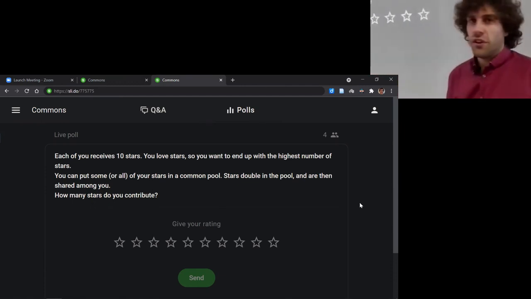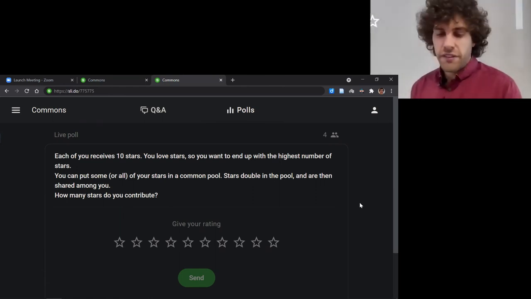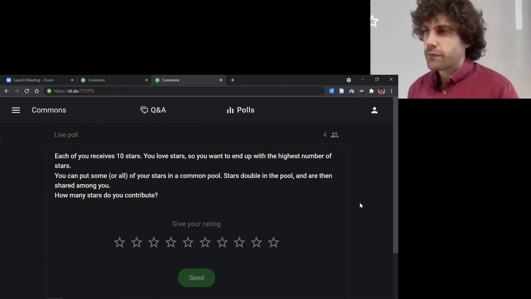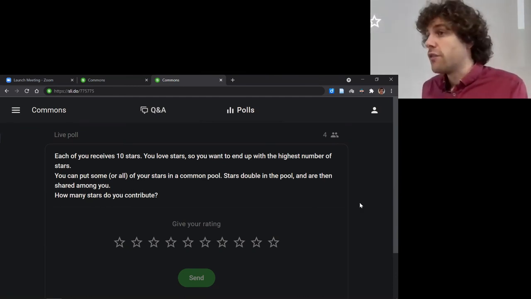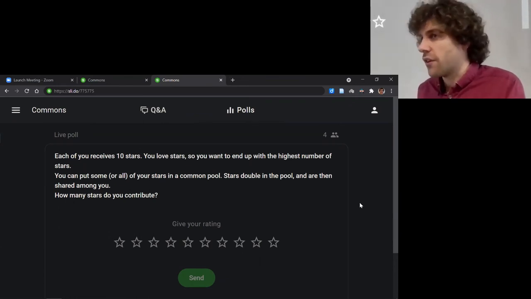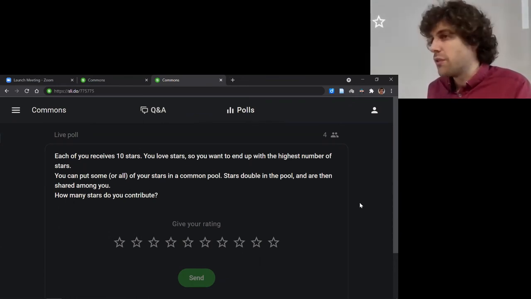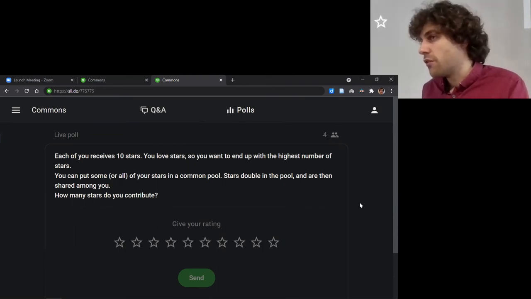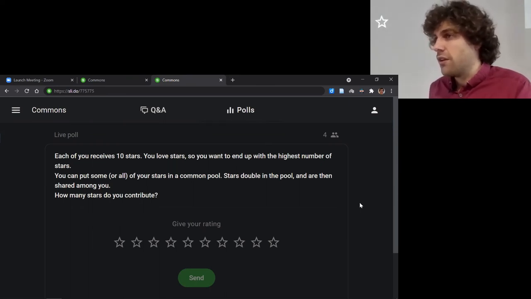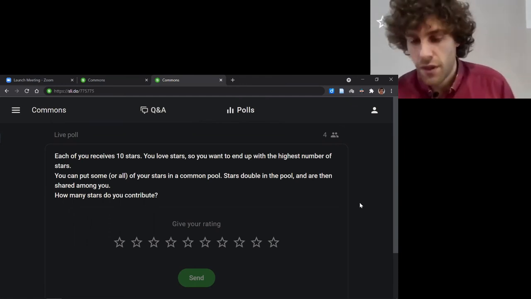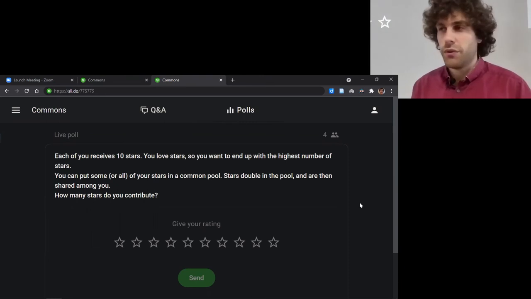Yeah, so if you put six stars in the middle, they will double, they will become 12, and each of you will receive two stars from these six stars. So if no one else puts in six stars, you lose four stars, but if everyone puts in six stars, then you gain six stars. So what do you contribute?